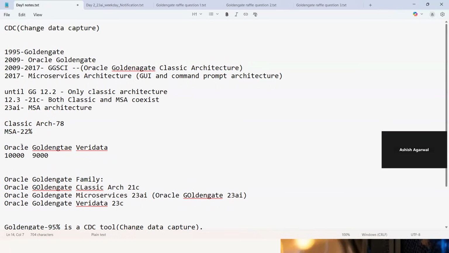Still 78% of the class. So let us move back to the different types of architectures in the Oracle GoldenGate family now. The Oracle GoldenGate family contains classic architecture, microservices architecture, and there is one more product in the GoldenGate family, which is called Oracle GoldenGate Veridata.